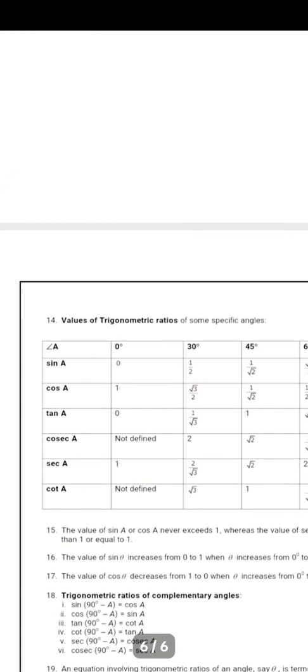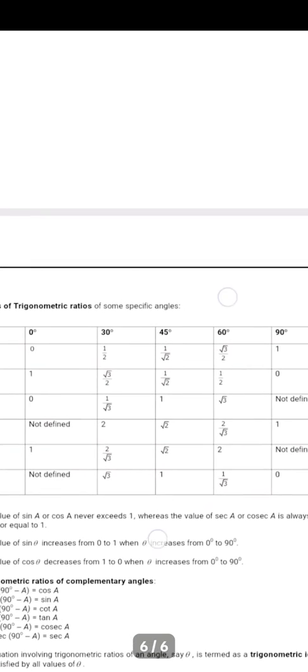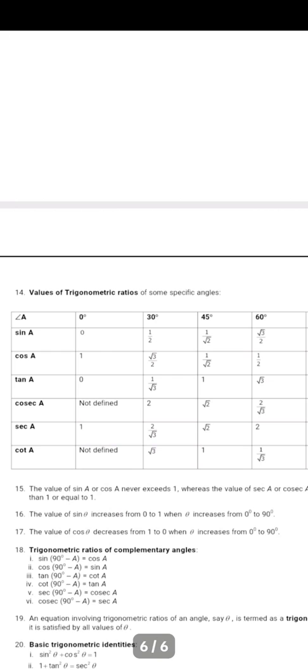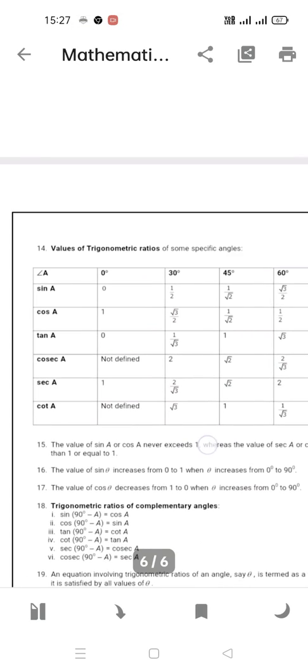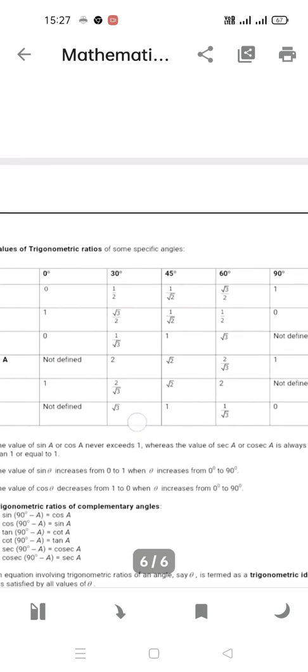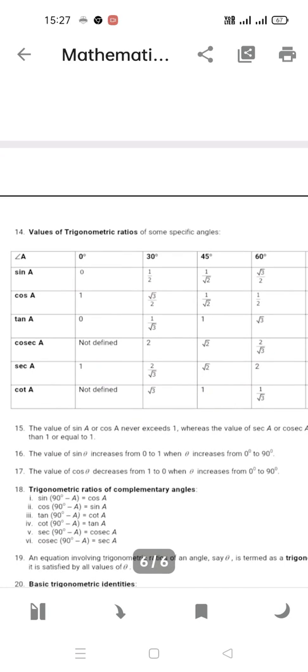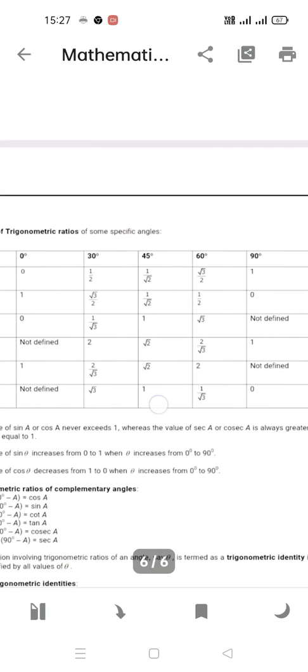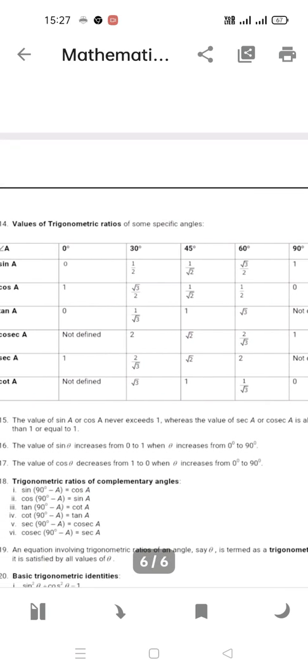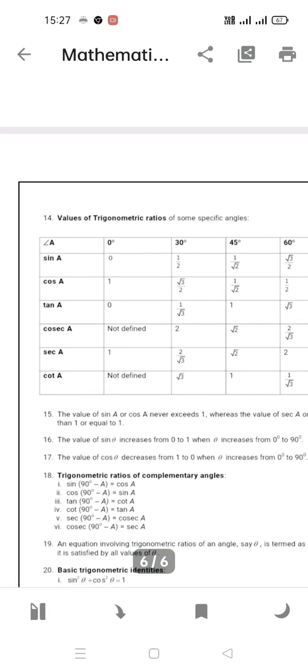Actually here it is sine, cos, tan, cosec, sec, cot. But I am telling you about sine, cos, tan, cot, sec, cosec, like this. So this is like this: 0, 1 by 2, 1 upon root 2, root 3 upon 2, 1. Opposite of sine will be your cos, as you can see here, and tan will be the division of sine and cos.